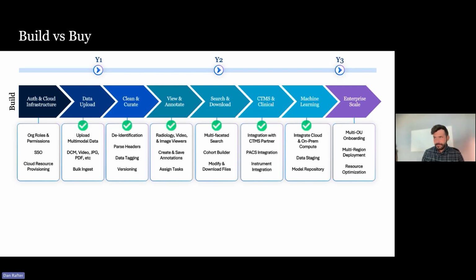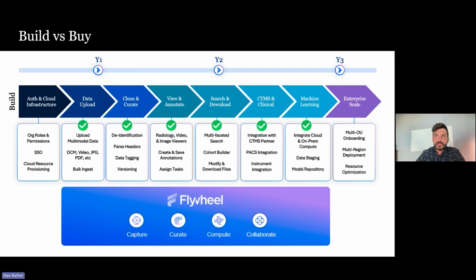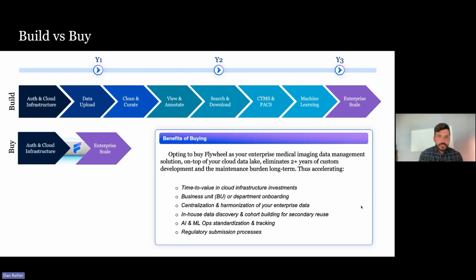And Flywheel currently out of the box does all of these, which takes you from looking at potentially a 3-year roadmap to get to actually executing to really less than a year, where you've got your auth, your cloud infrastructure, the things that are really important for your institution or your enterprise to own. And then you plug us in on top and you can actually get started right away. It reduces about 2+ years of custom development, which really helps accelerate the things that we know our customers are actually looking to do.